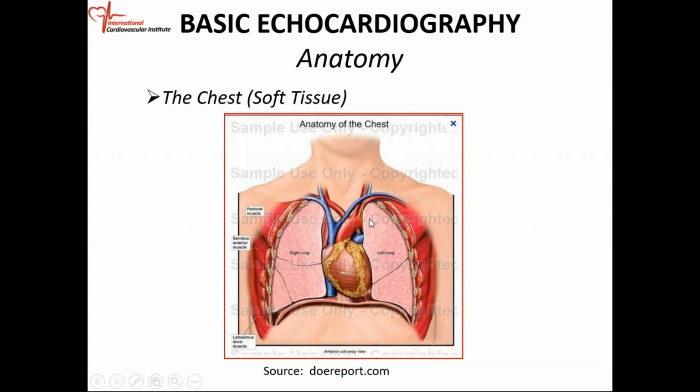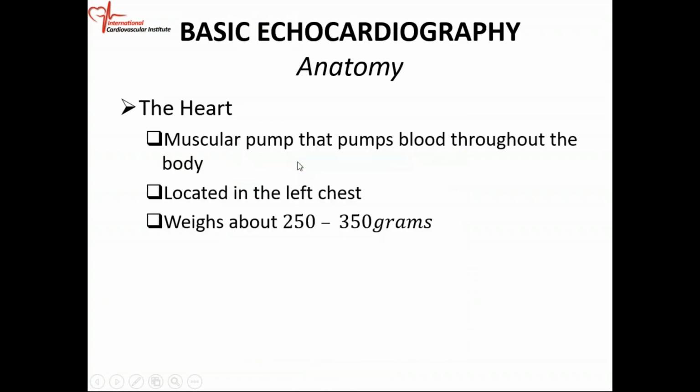The left lung has two lobes, an upper and a lower, whereas the right lung has three lobes: an upper, a middle, and a lower. Then there are some vascular structures inside the chest as well, and we will discuss those vascular structures when we look at the heart.